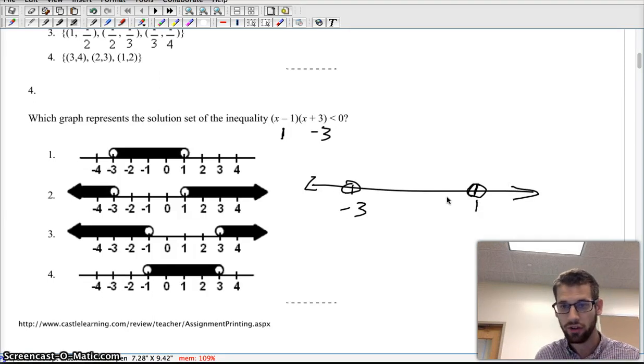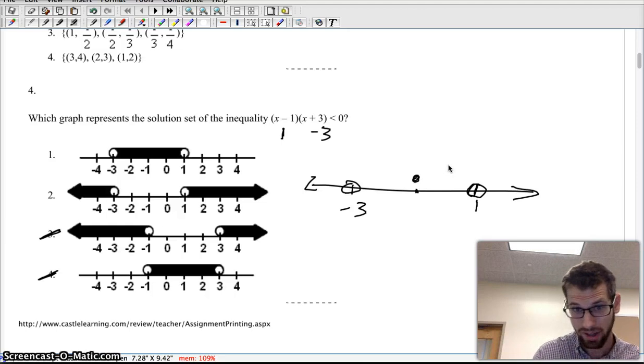Now I need to know if I'm going to shade inside or outside, although I can already eliminate answer choices 3 and 4. Okay, so am I going to shade inside or outside? I'm going to want to test a point. So I'm going to pick a point in the middle. I'm going to go ahead and pick the point 0. Whenever possible, I like to pick 0 just because it's really easy to plug in.